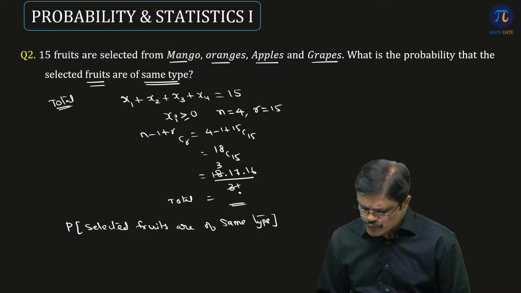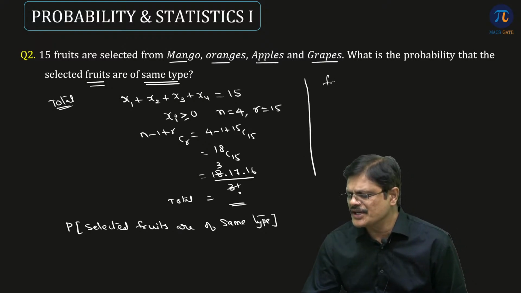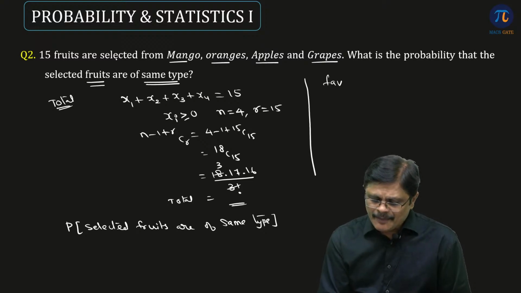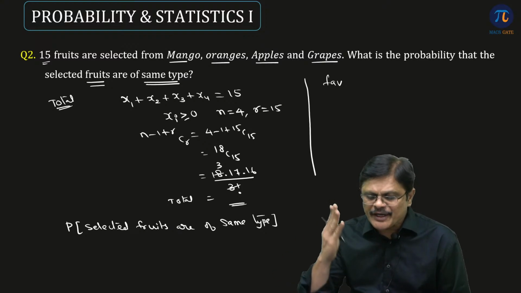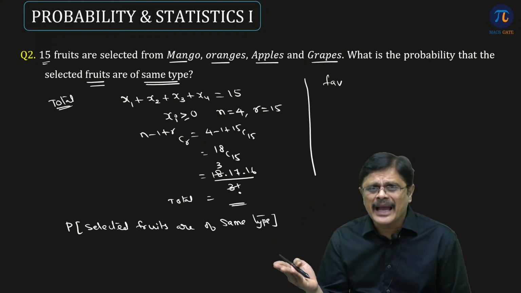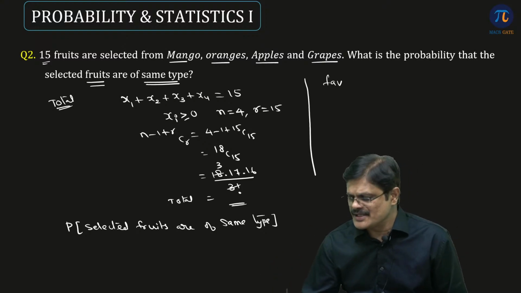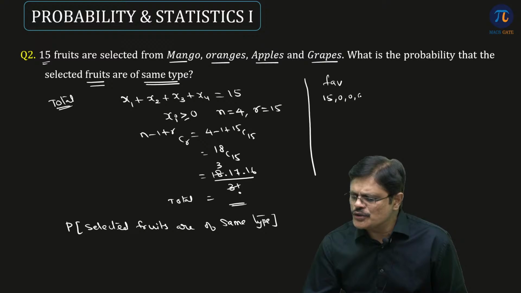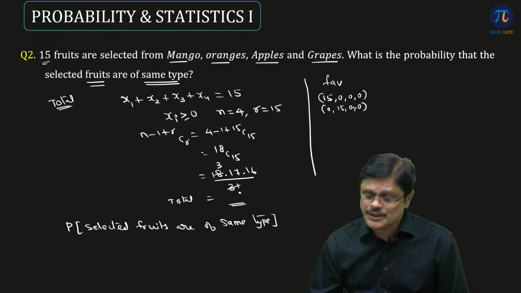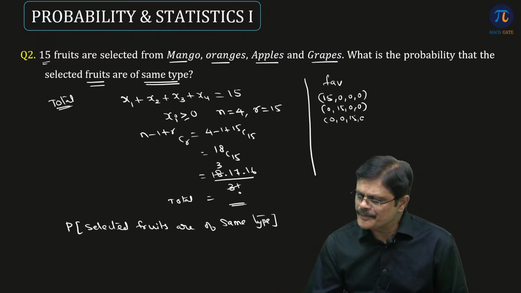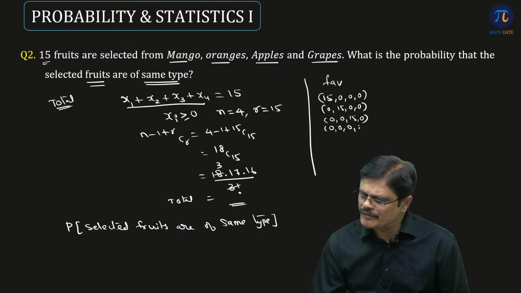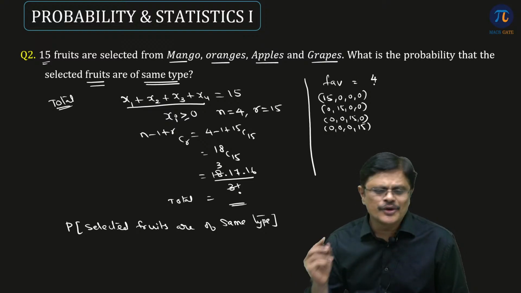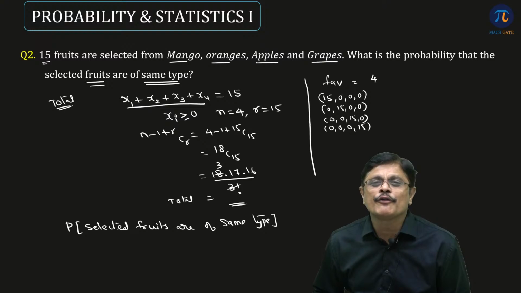See, what do you mean by selected fruits are of the same type? What about the favorable situation here, sir? Because you want to select 15 fruits, you want all the 15 fruits to be mangoes, or all the 15 fruits to be oranges, all the 15 fruits to be apples, or all the 15 fruits to be grapes. That is 15 0 0 0. This is one situation. Or 0 15 0 0. This is the second situation. 0 0 15 0. That is, the total is 15. Or 0 0 0 15. So how many favorable situations, Babu? Only 4 favorable situations.